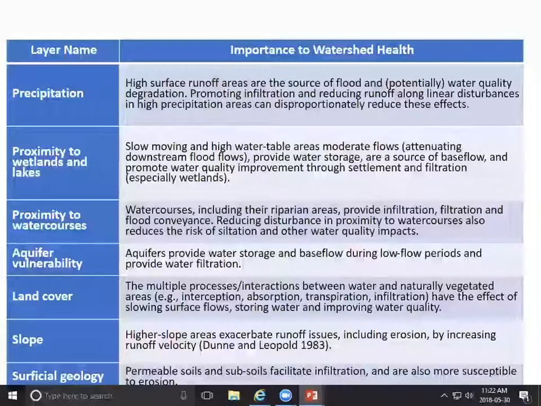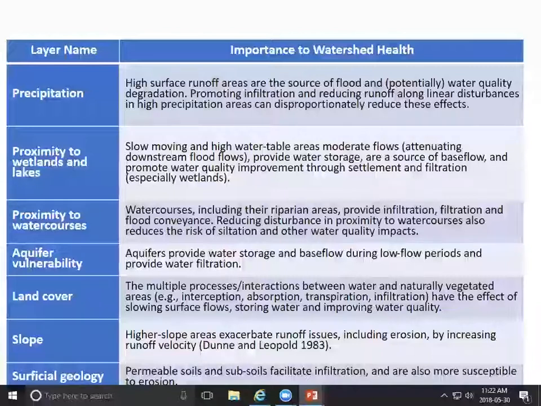Proximity to water courses, and I should have talked about that first, sorry, is in some ways more important because there's more issues often with filtration and flood conveyance. Proximity to wetlands and lakes is often more of a storage issue, and potentially an issue with aquifers. But proximity to water courses is even more critical from a flood and water quality standpoint, because the closer you are, obviously, if there's more disturbance, the more risk there is of siltation and faster runoff.